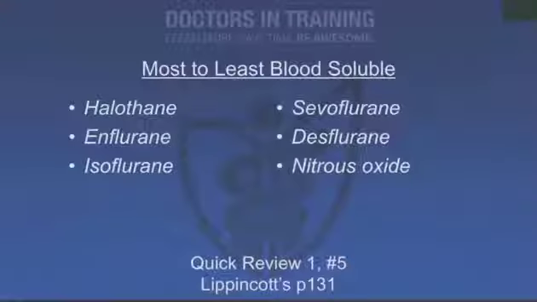Next question. Rank the following inhaled anesthetics in terms of their solubility in blood, starting with the most soluble to the least soluble. So this goes back to, if it's more soluble in the blood, you're going to have a slower induction, and then conversely, if it's not very soluble in the blood, then you'll have a rapid induction. So let's go through the list here. So we already talked about one of the most soluble, and that's halothane. And then let's go down the list. Enflurane, isoflurane, sevoflurane, desflurane, and then our least soluble, nitrous oxide.